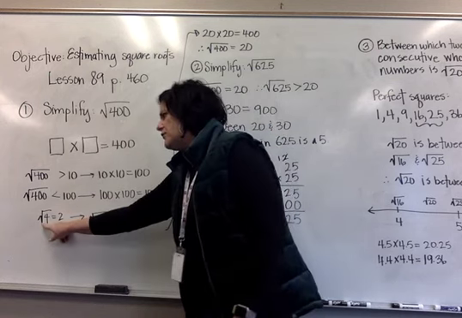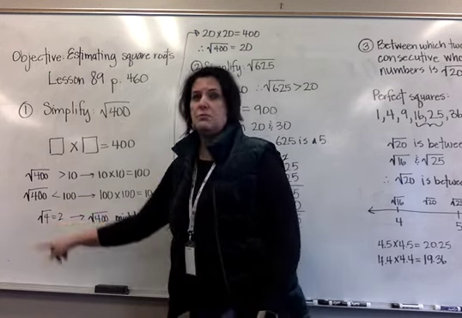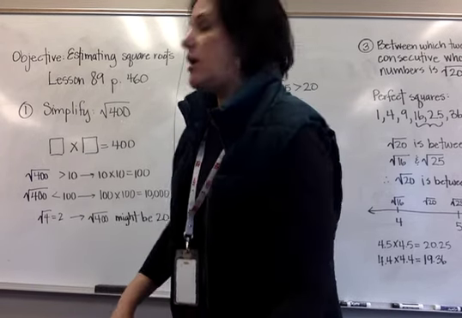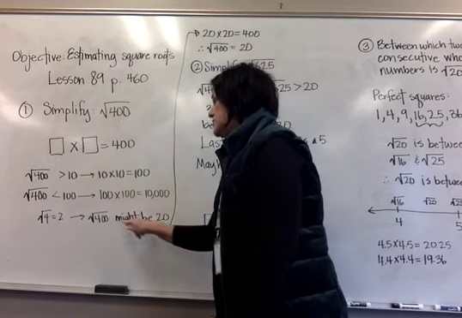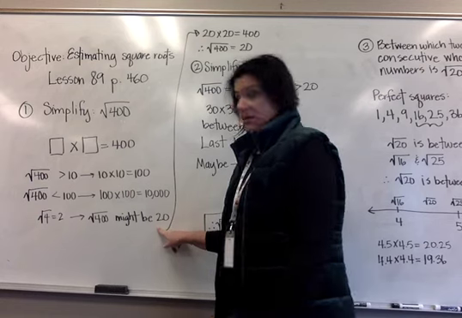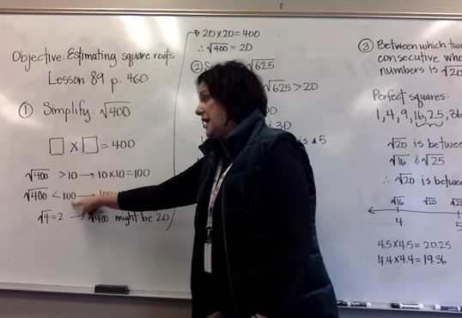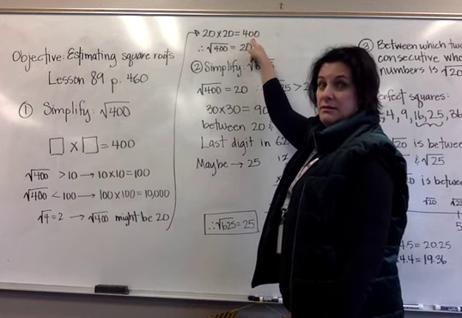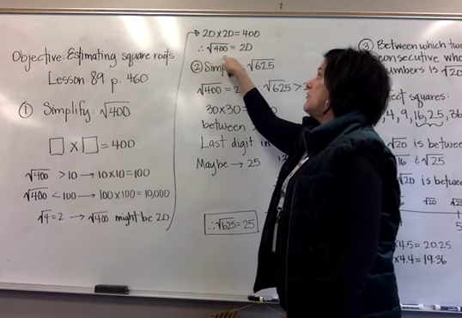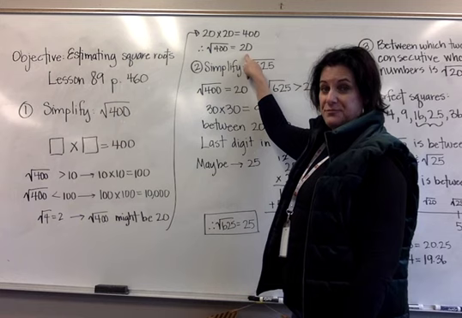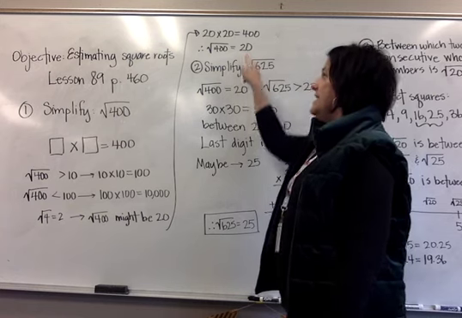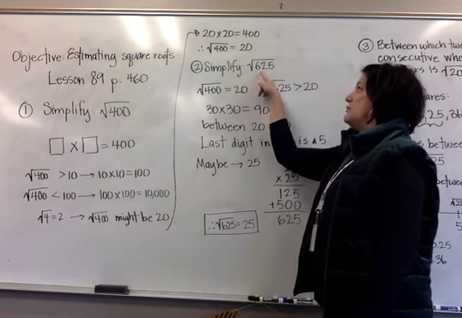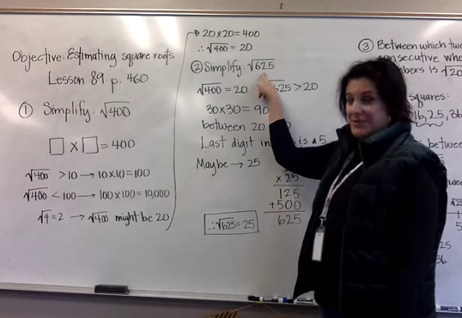So the square root of 4 is 2. 2 times 2 is 4. So the square root of 400 might be 20. 20 is between 10 and 100. And sure enough, 20 times 20 is 400. So therefore, the square root of 400 is 20. Okay? Number 2, find the square root of 625.